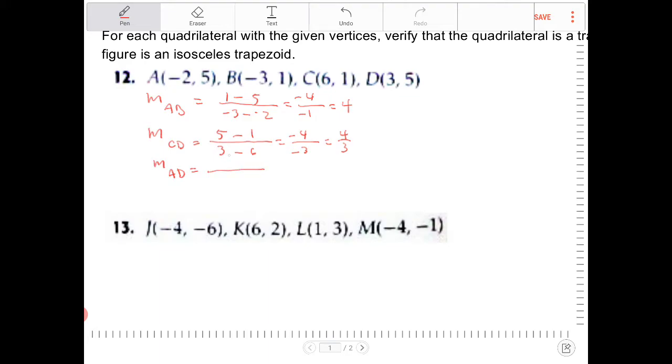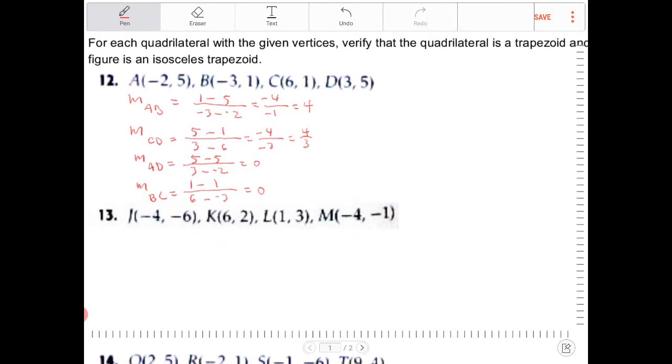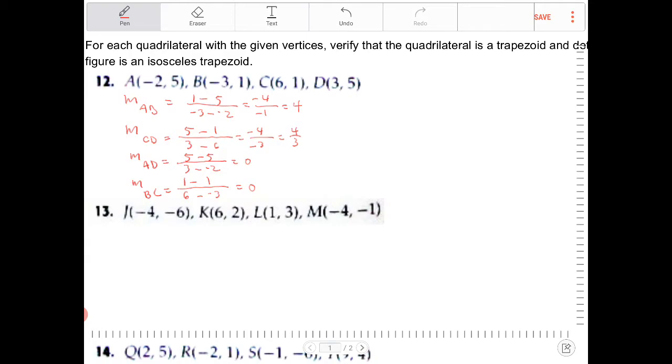is 5 minus 5 over 3 minus negative 2, and that is 0. The slope of BC is 1 minus 1 over 6 minus negative 3, and that too is 0. So this shows that quadrilateral ABCD is indeed a trapezoid.